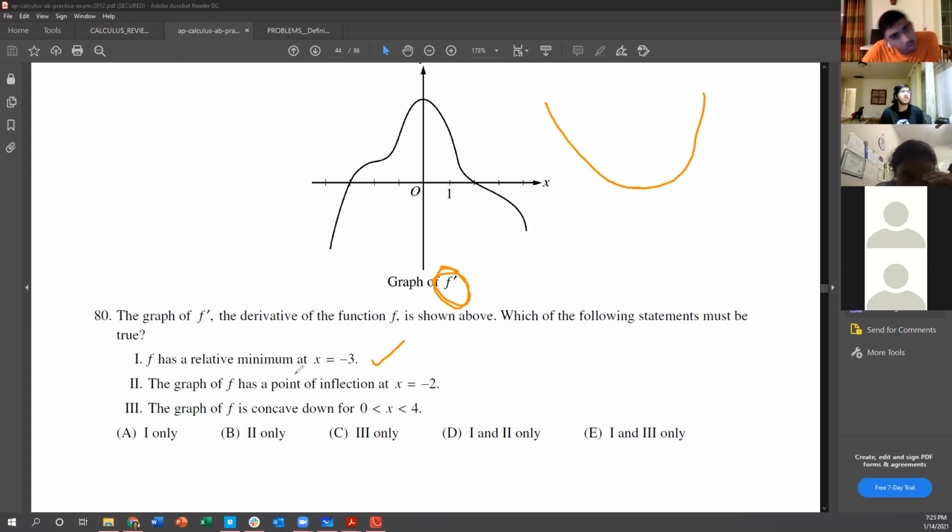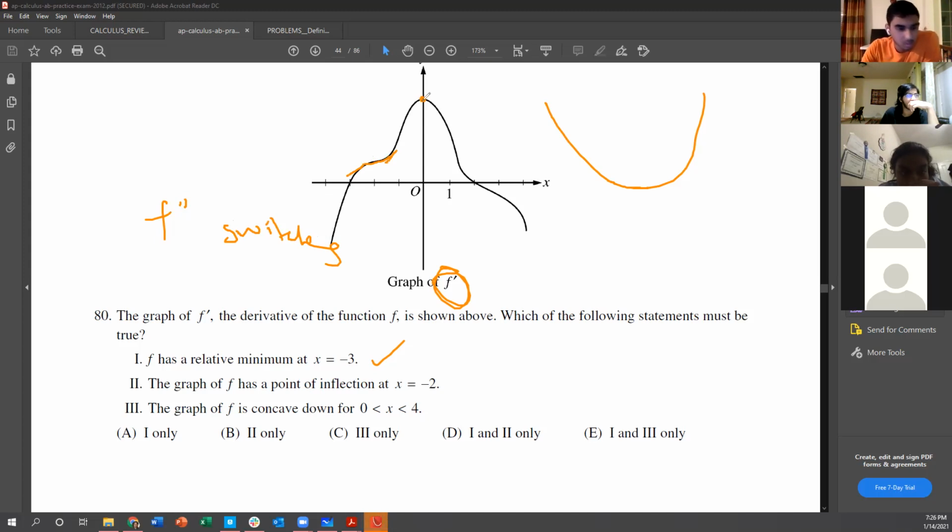Well, what does inflection point mean? What does it mean for something to be an inflection point? F double prime switches signs. So if f double prime switches signs, that means we need the derivative of the derivative to change from positive to negative. Does that happen here? No. The derivative is still positive. It just slows down. But the derivative is still positive.